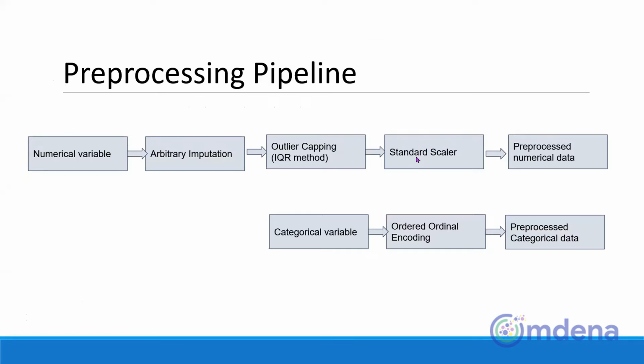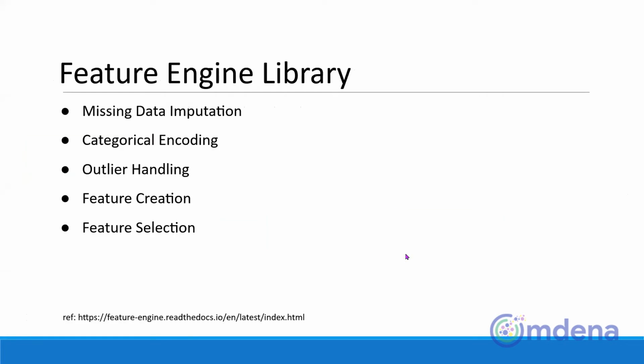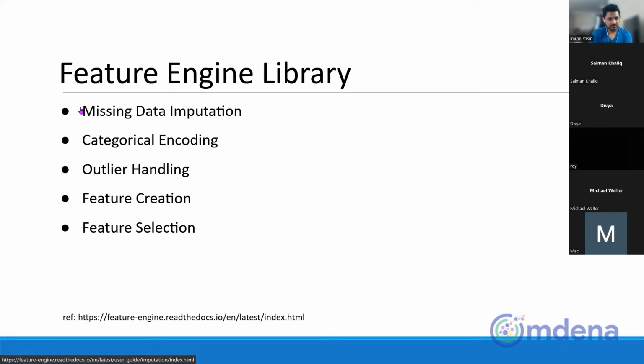So this is my pre-processing pipeline. I have used arbitrary imputation on numerical variables, and then I used the IQR method for outlier capping, and then standard scaler for scaling the numerical variables. And then for categorical variables, I used ordinal encoding. And this is the library that I use for doing all my imputation and feature engineering steps. This is Feature-engine, which was suggested by Diana, and these are all the steps that I used in my project.